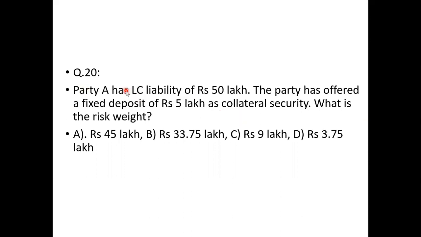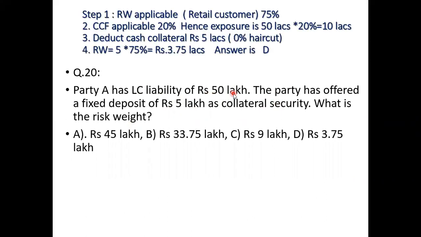Okay, for example, a party has got LC liability. One small borrower, he is not a company. 50 lakhs LC liability. He has offered a security, fixed deposit 5 lakhs as collateral. What is the risk weight? So the step is you have to apply the credit conversion factor, because LC is non-funded. It will not immediately become funded. So for LC, the CCF is 20%. So the exposure is 50 lakhs.